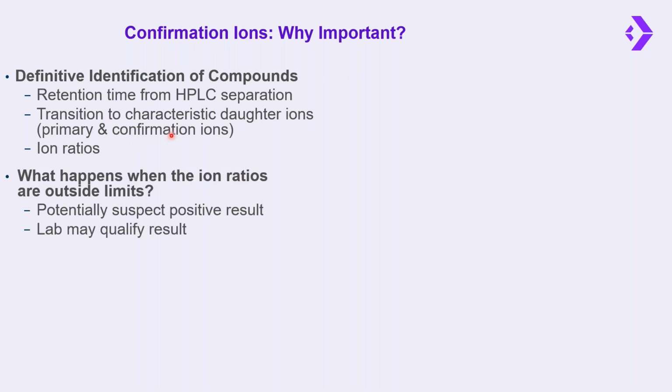So if there's a detection for a specific PFAS, the raw data is going to give you the area count of each of those ions, the primary ion and the confirmation ion. And then the ratio of that primary ion area to the confirmation ion area has to be within a certain limit. If it's not, then the identification of that specific PFAS becomes suspect.